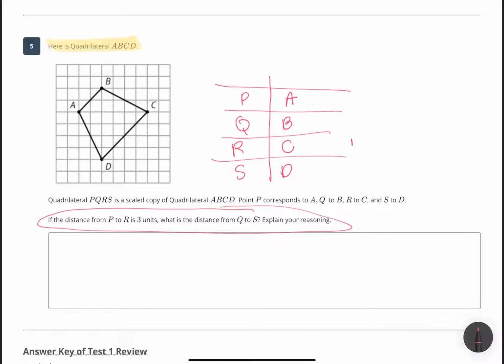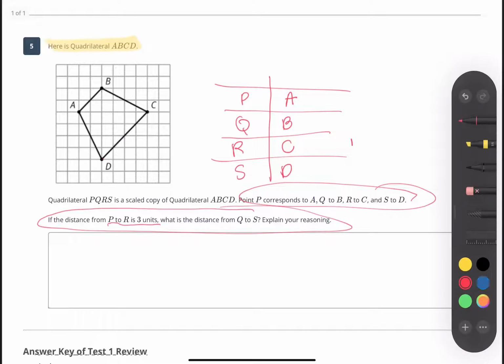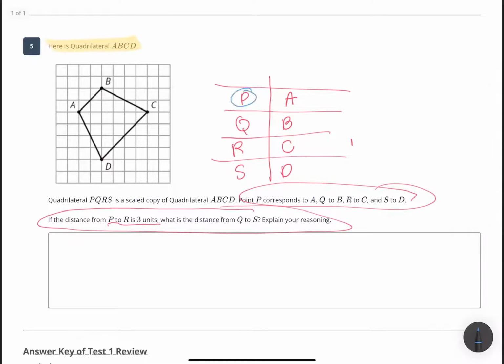What I did was organize it so I could see it clearer, because this information was important. But in the question, there's also some information that's important too. It says P to R is 3 units. When I look at my chart, P to R would be like from A to C. Let me circle that so you can see. P to R would be like from A to C.